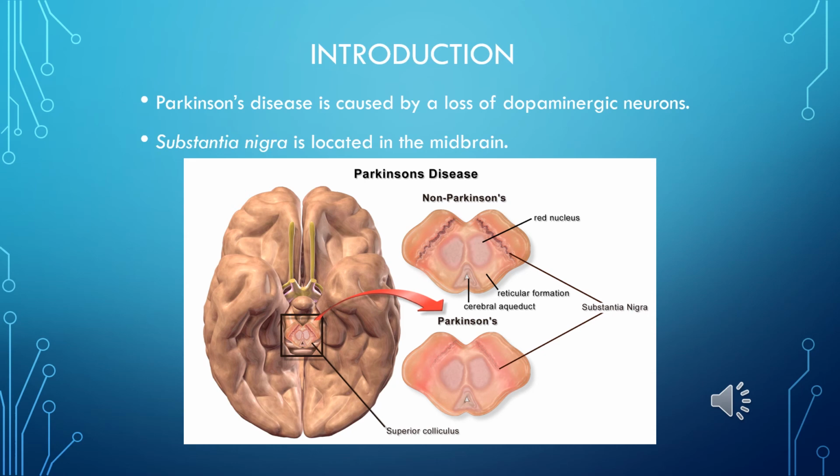Now, when you look at the bottom in the Parkinson's brain, you see that those areas are filled up. And we're going to talk about how those areas get filled up and why there is such difficulty in getting nerve impulses to the brain across the synapses once these areas get filled in.